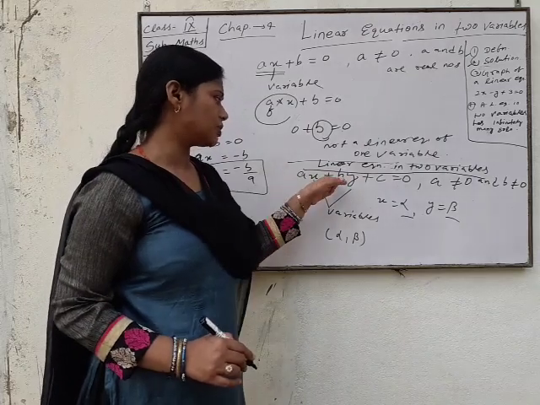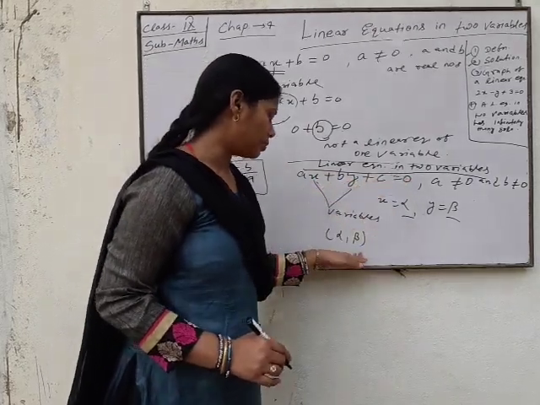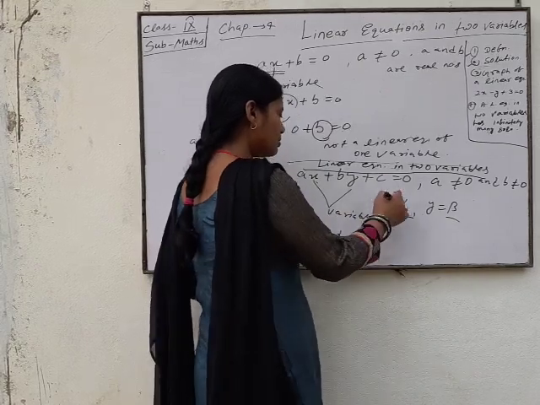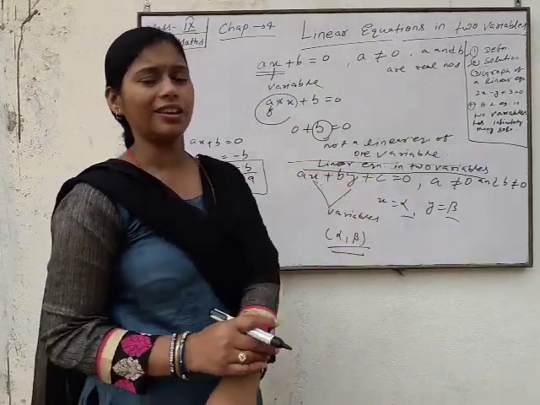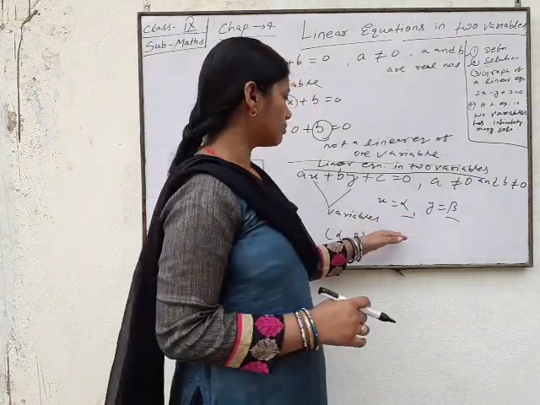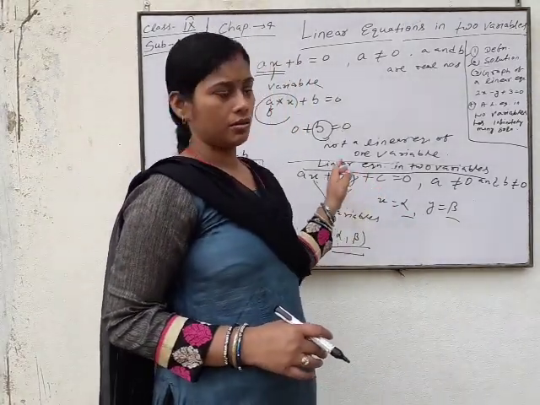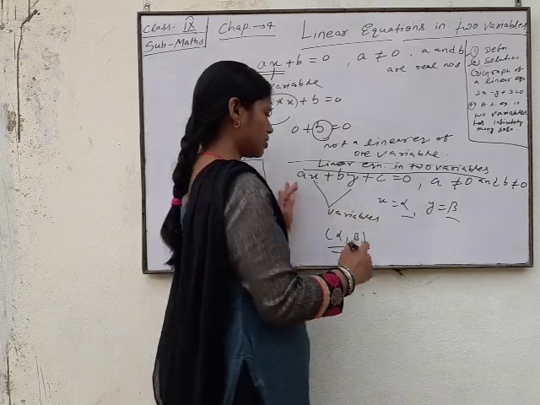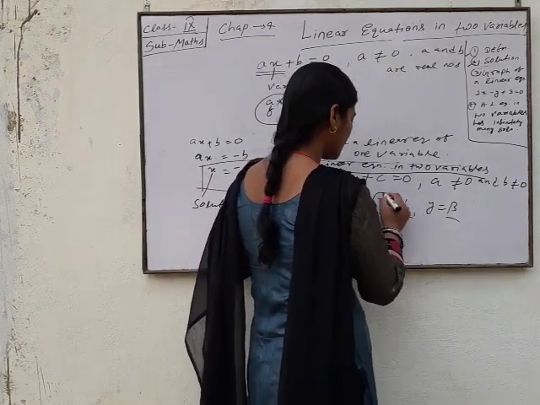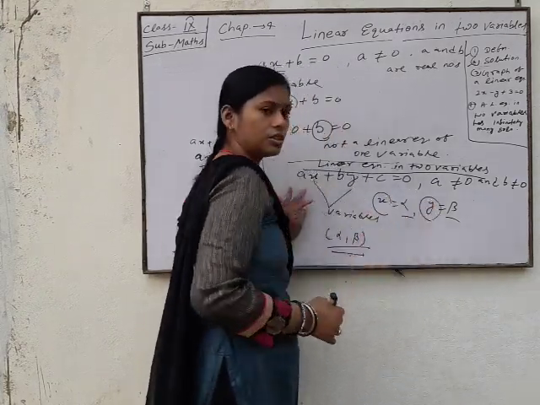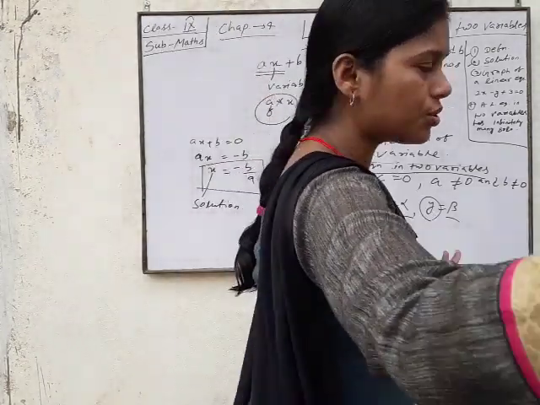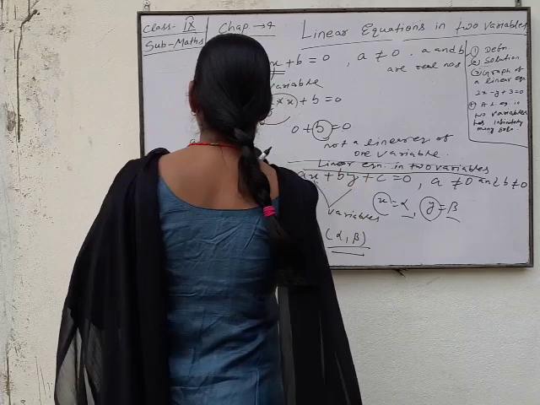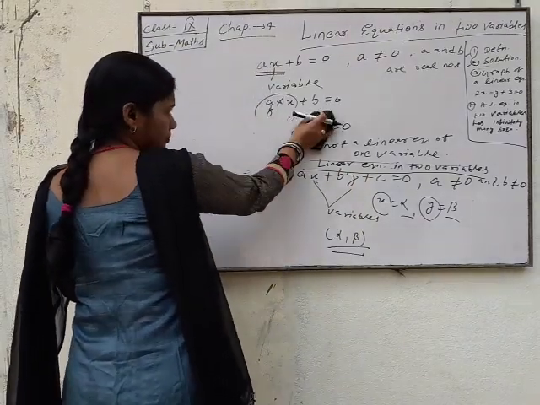It means ax plus by plus c is equal to 0. In a simple way, we can say that the values of x and y which satisfy the equation are the solution, or roots, of the given equation.